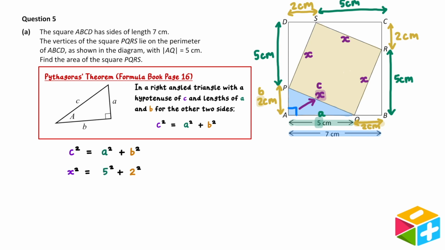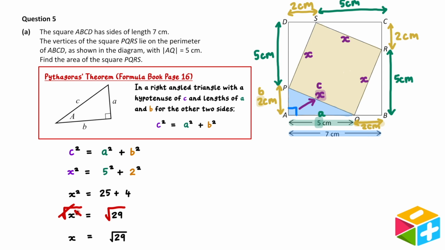Let's sub these values in. 5 squared is 25, and 2 squared is 4. 25 plus 4 is 29, so we end up with x squared is equal to 29. To find the value of x, we need to get rid of this square. The inverse of a square is a square root, so to get rid of this, we should square root both sides. On the left-hand side, the square root and the square cancel, so we end up with x being equal to the square root of 29.